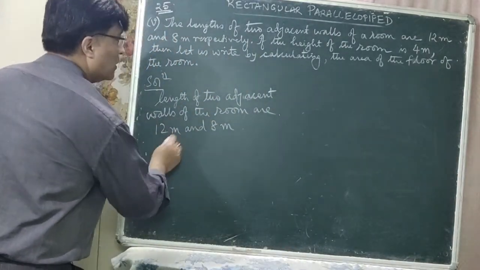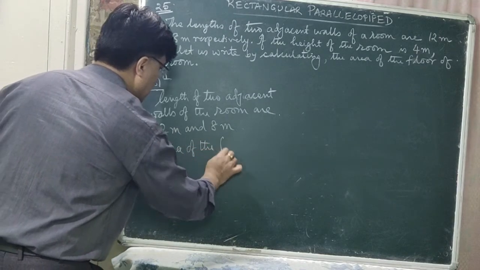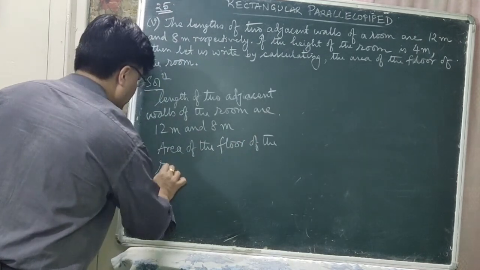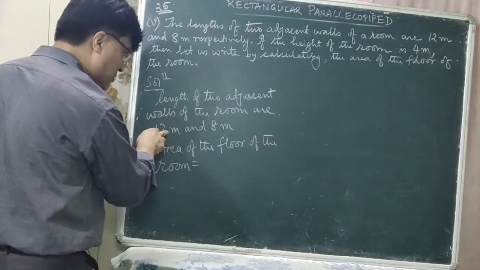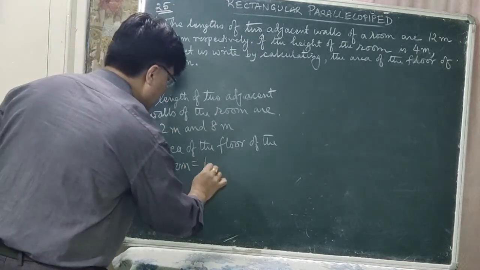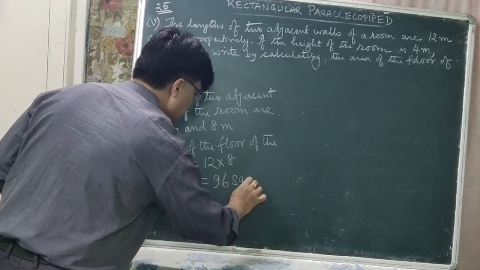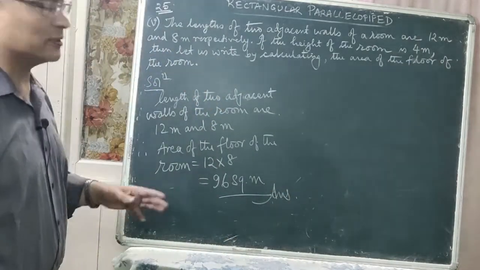Therefore, the area of the floor of the room is equal to, this is your length into breadth. Okay, that is 12 into 8, which is equal to 96 square meter. So this is the final answer. So this is your answer.